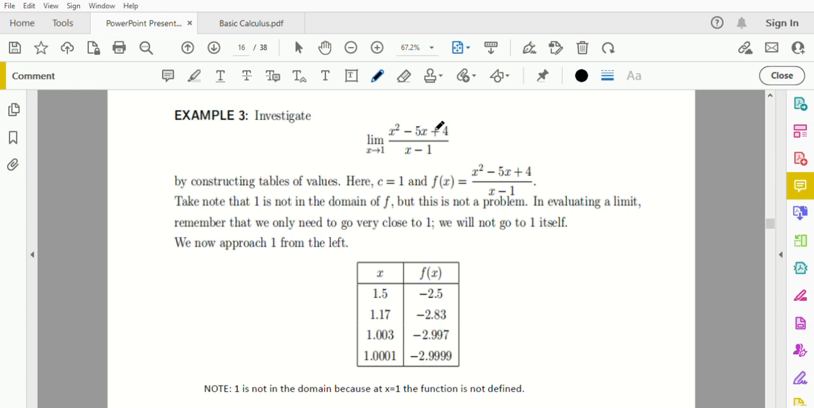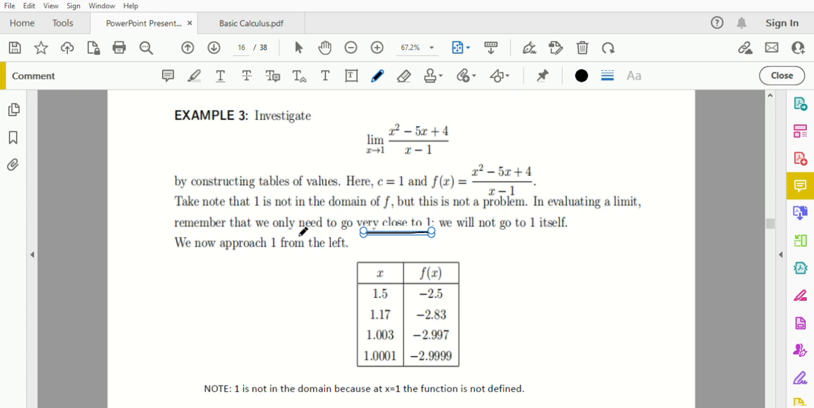But of course, this is not a problem because as we noted in the previous slide, the c may or may not be in the domain. So c can also be outside the domain. So take note of that. In evaluating a limit, remember that we only need to go very close to 1. Take note of this, very close to 1 and not equal to 1 itself.